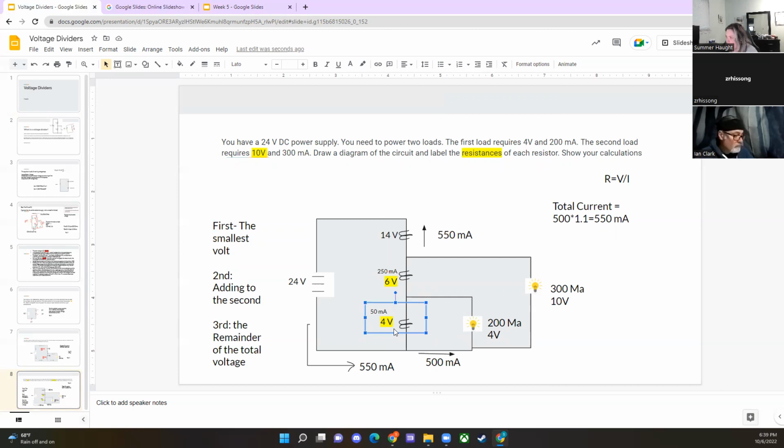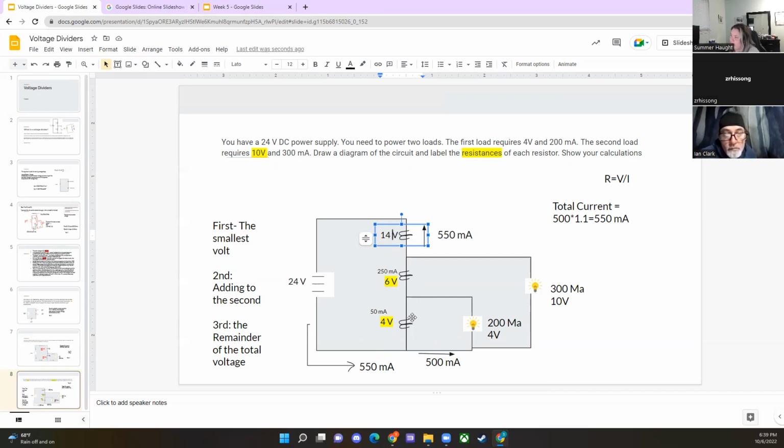Okay, so that was the hardest part. It was again determining that this was 6. And just quick, we can determine that this last resistance is 14 because they all have to add up to 24. So 14 plus 6 plus 4 is 24. So now we have all of the voltages at all of the locations. So it's just going back and finding the amperage.